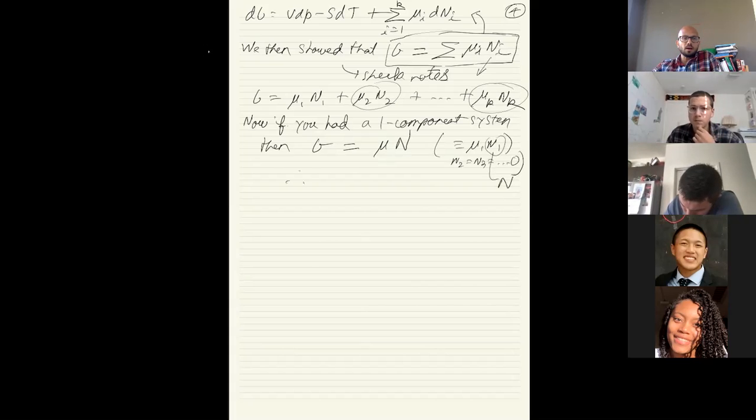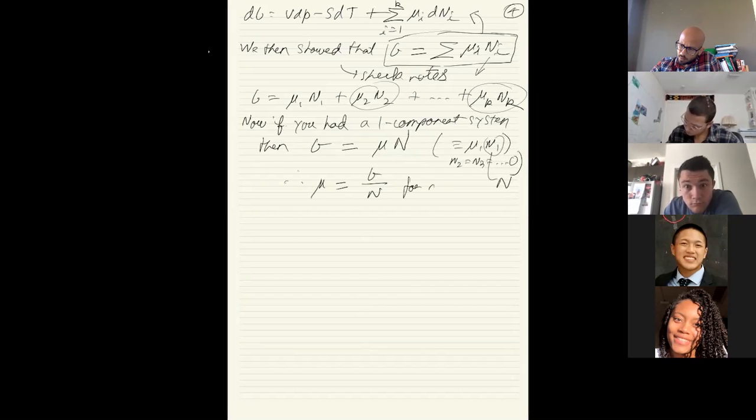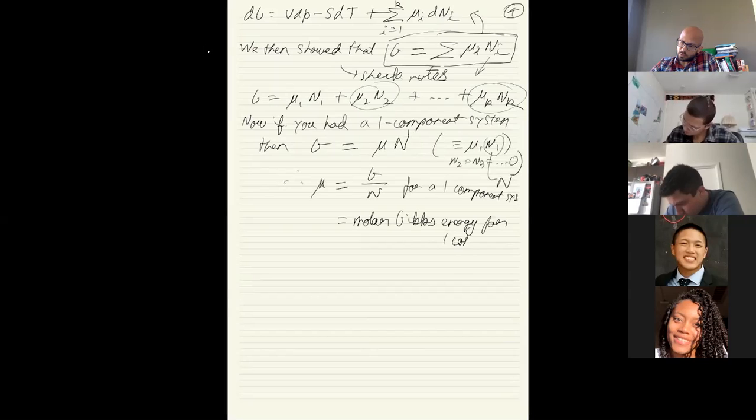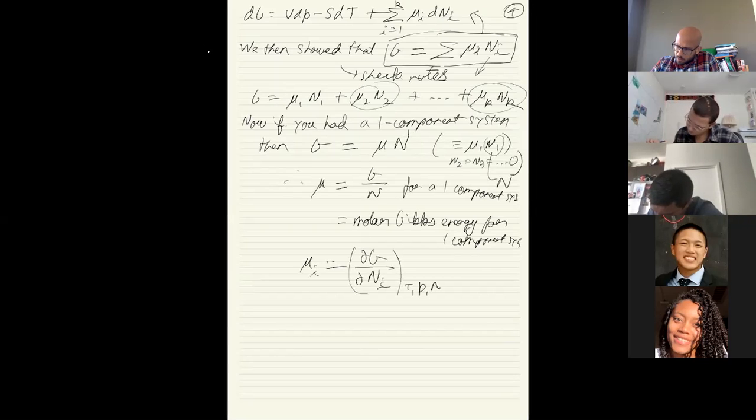This gives us yet another interpretation of chemical potential. Chemical potential is G by N for a one component system. For a one component system, chemical potential is the molar Gibbs energy, but only for a one component system. If you have a multi-component system, then mu i is partial G by partial n i at constant temperature, pressure, and n j, j not equal to i. And that is the main take home of this recap.